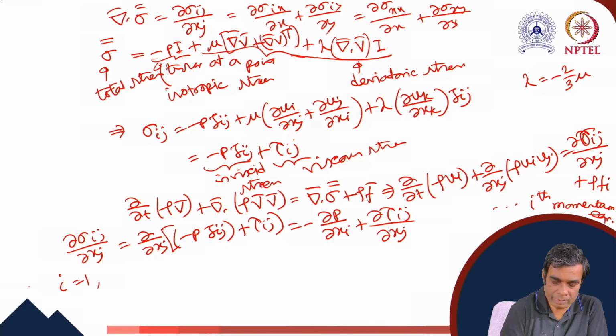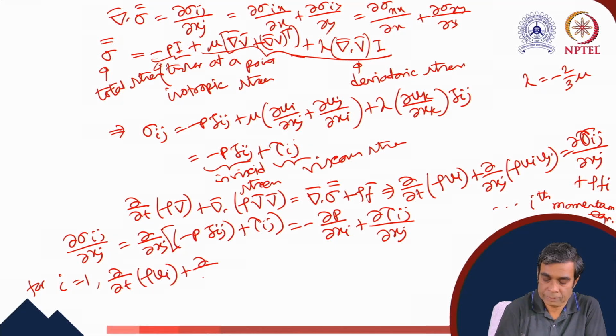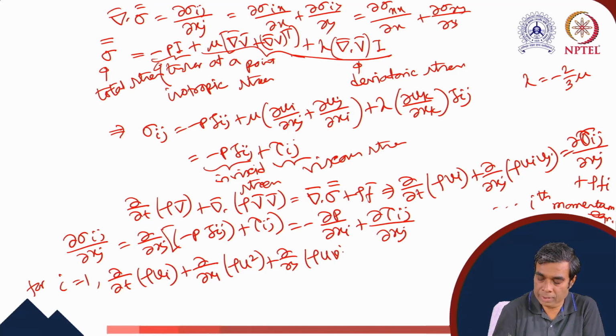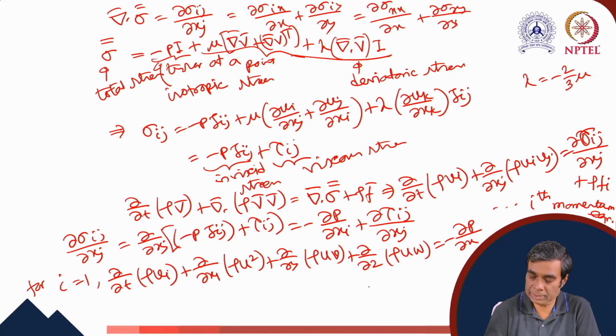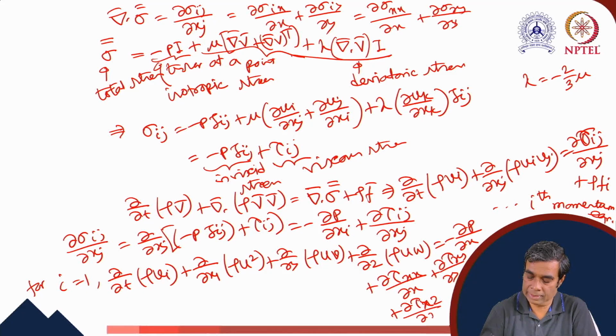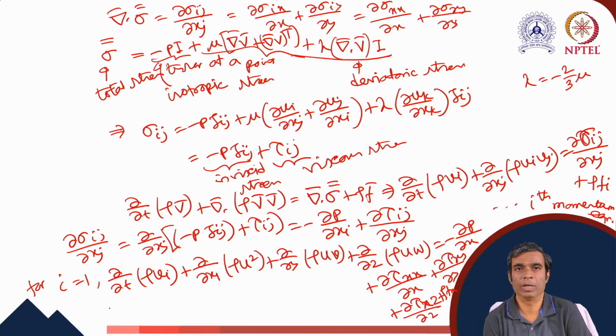we can write this equation as, this will be the x momentum equation: del t of rho u plus del x1 of rho u square. Del x1 means del x, then del y of rho u v plus del z of rho u w equals minus del p del x plus del tau xx del x plus del tau xy del y plus del tau xz del z plus rho fx. So this is the x momentum equation which we get from the generic form by substituting i equals 1. Similarly, if we put i equals 2, we get the y momentum equation, and i equals 3 gives us the z momentum equation.